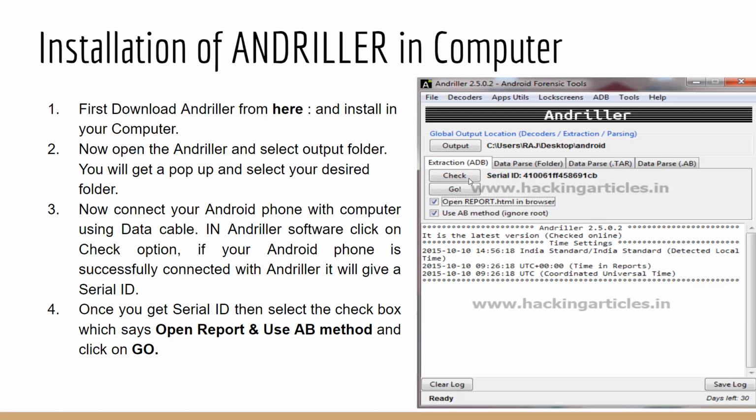On the Android phone, connect it to ANDRILLER and it will give you a serial ID. Once you get the serial ID, select the checkbox that says open report and use ADB method, and just click on go.